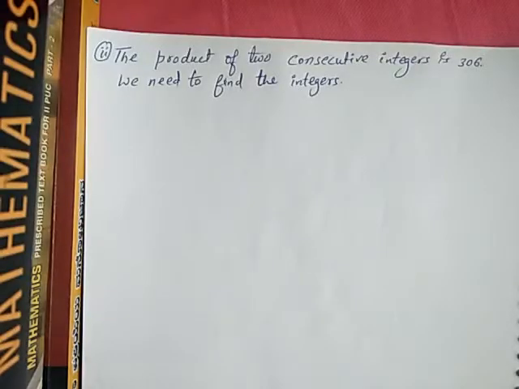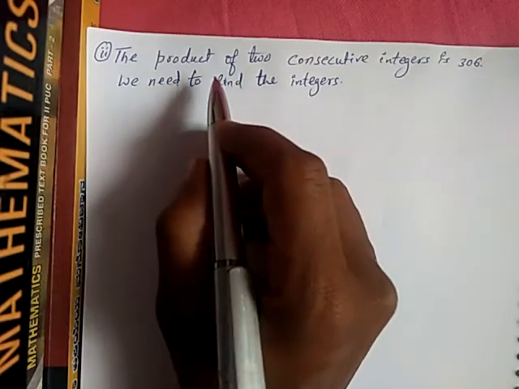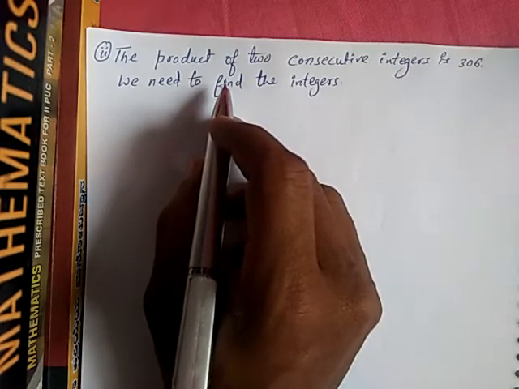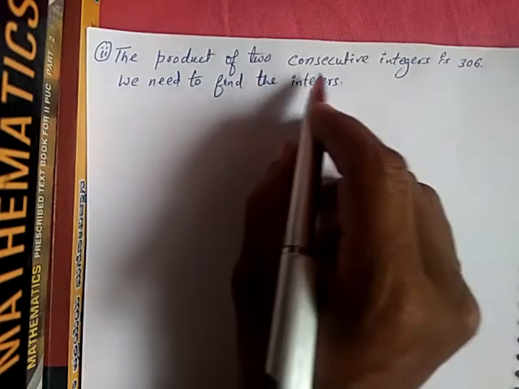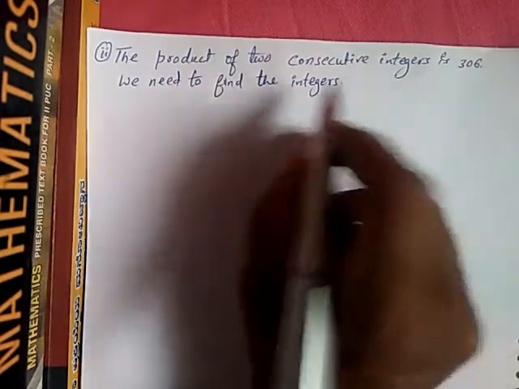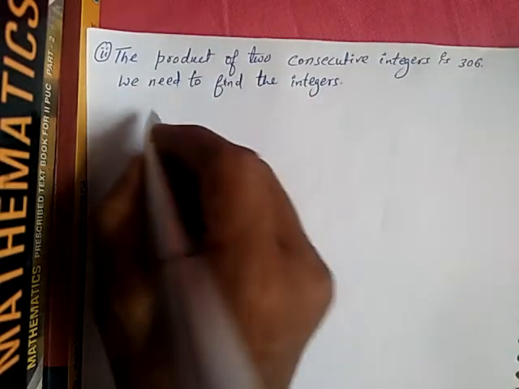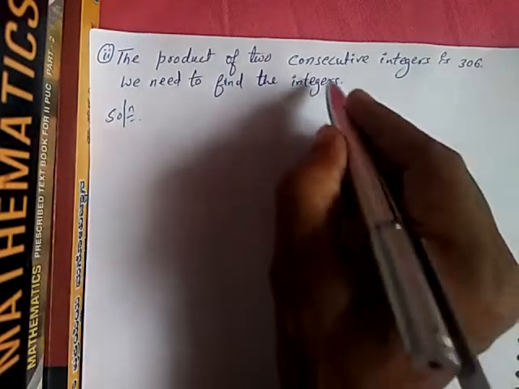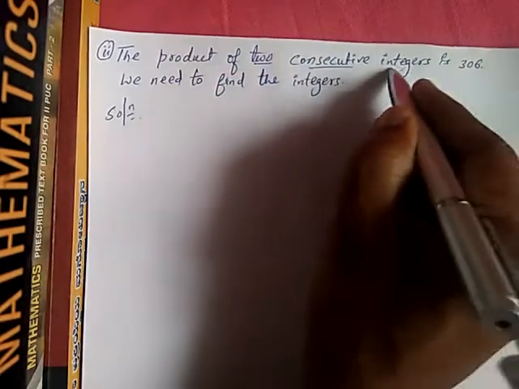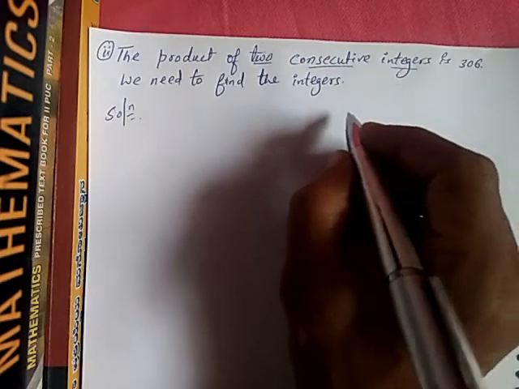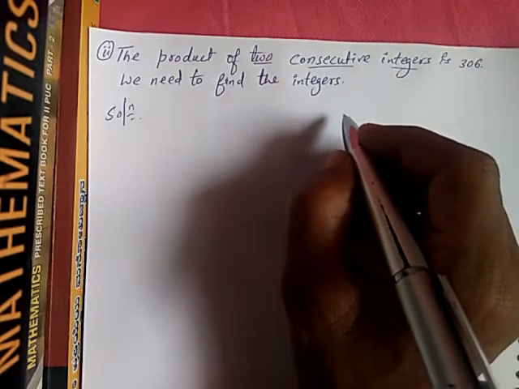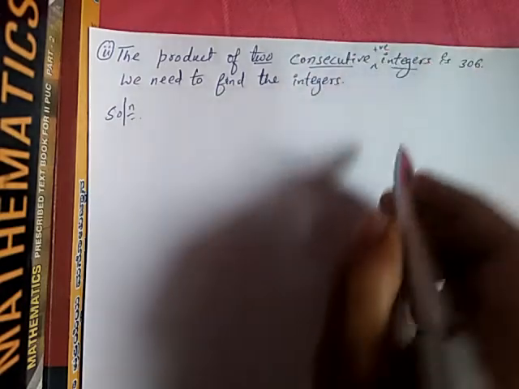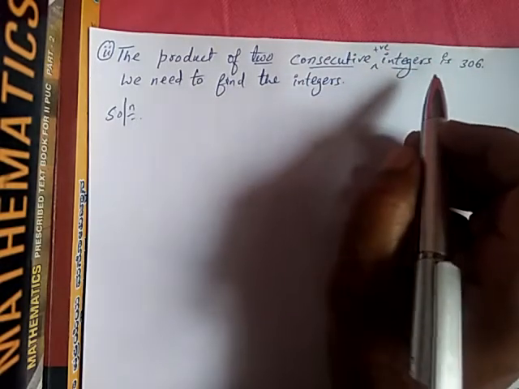Now again we will go for sub-question number 2 from the main question number 2. What is the question here? The product of two consecutive integers is 306. We need to find the integers. In the solution, two consecutive integers means two consecutive positive integers, as mentioned in the question. The product of the positive integers is 306.